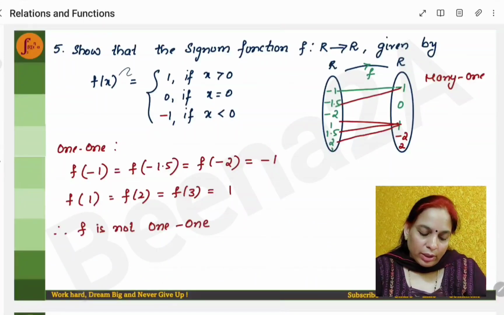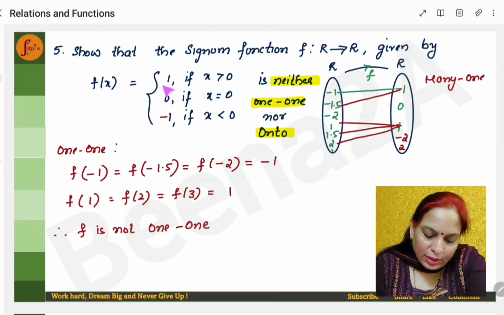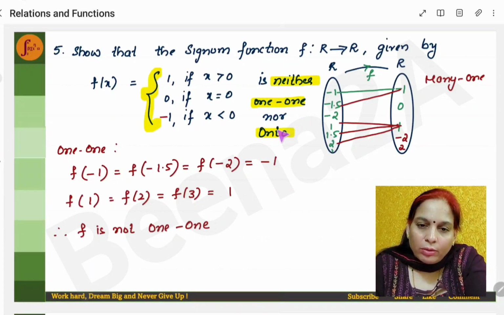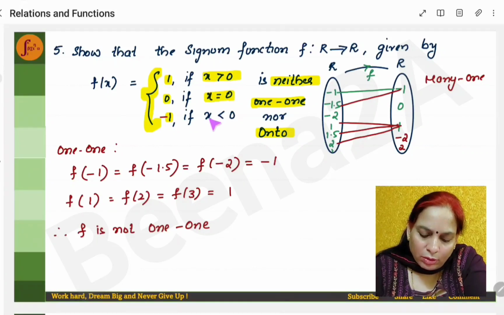Now, let's look at the next example. Show that the signum function from real numbers to real numbers, given by this, is neither 1 to 1 nor onto. We'll have to prove that. So the signum function has all values of x: x greater than 0, x equal to 0, x less than 0. For all these values of x, positive, negative and 0, you have some values mapped to it.